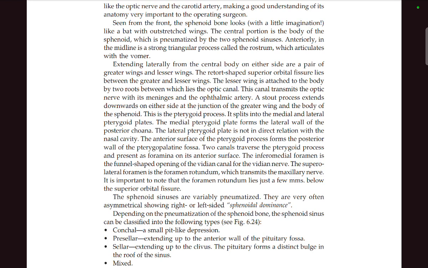The anterior surface of the pterygoid processes forms the posterior wall of the pterygopalatine fossa. Two canals traverse the pterygoid process and present as foramina on its anterior surface. The inferior medial foramen is the funnel shaped opening of the Vidian canal for the Vidian nerve. The superior lateral foramen is the foramen rotundum, which transmits the maxillary nerve. It is important to note that the foramen rotundum lies just a few millimeters below the superior orbital fissure.